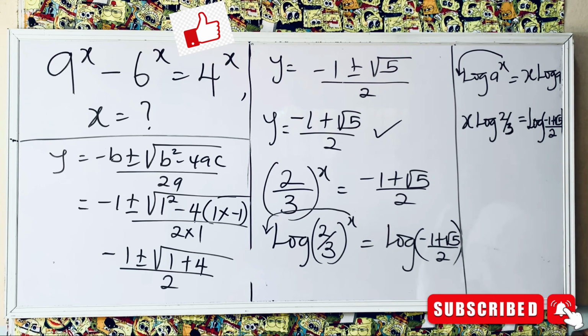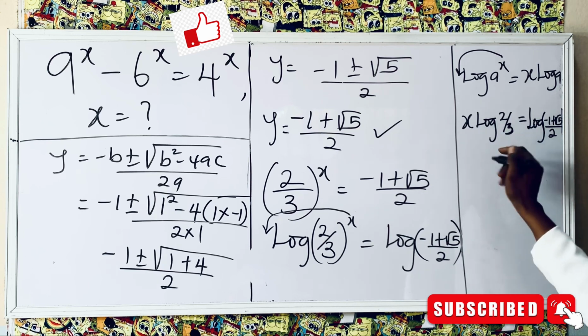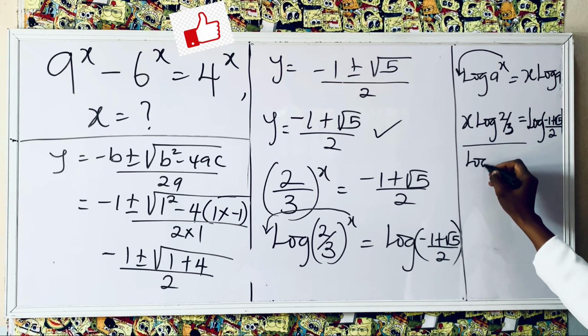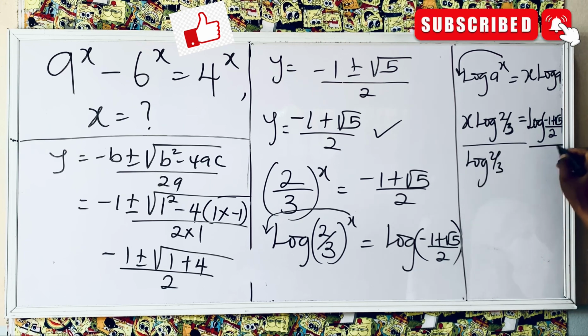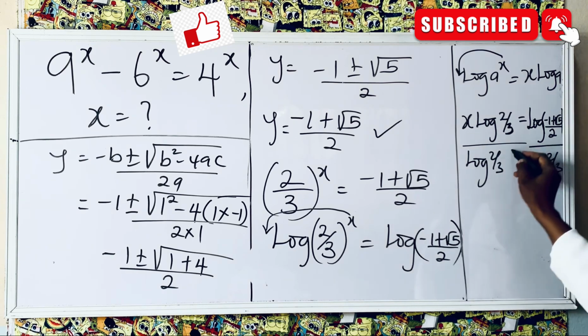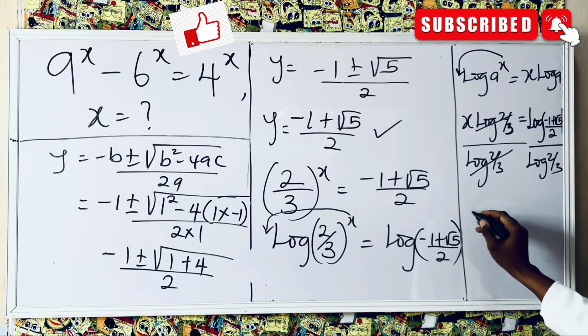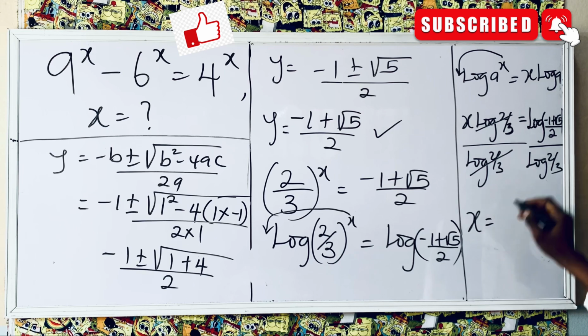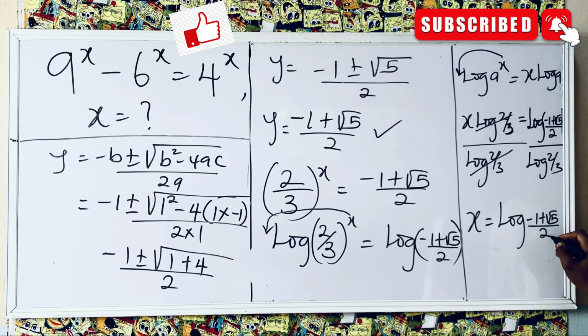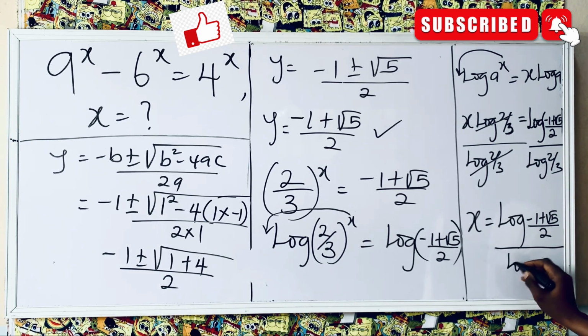So this is what we have. Now, how do you simplify further? To get your x, you divide both sides by log of 2 over 3, so that this will cancel. Our x will now be log of negative 1 plus root 5 all over 2, divided by log of 2 over 3.